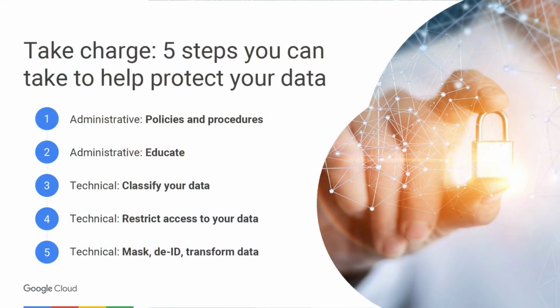And so here are 5 steps that you can take to help protect your data. And these kind of break down into 2 categories, administrative and technical. So first, it's establishing the right policies and procedures. The second is educating, making sure every stakeholder knows about your procedures and policies. And then on the technical side, it's really classifying your data, restricting access to that data, and then employing some techniques like masking, de-identification, or transforming the data to further reduce the risk. And we're going to now go into a little bit more detail about all of these.